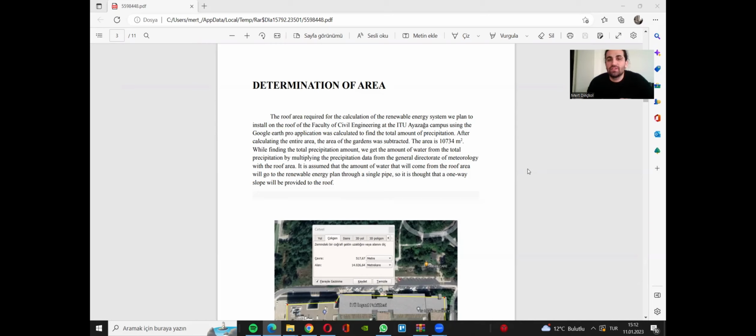10,734 square meters. While finding the total precipitation amount, we get the amount of water from the total precipitation by multiplying the precipitation data from the General Directorate of Meteorology with the roof area. It is assumed that the amount of water that will come from the roof area will go to the renewable energy plant through a single pipe. So it is thought that a one-way slope will be provided to the roof. As you see, it is our faculty, Istanbul Technical University. The area of the gardens was subtracted.